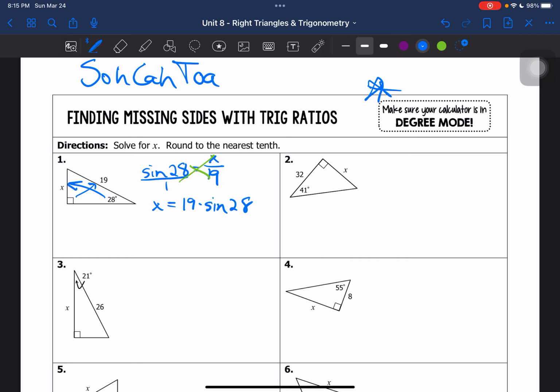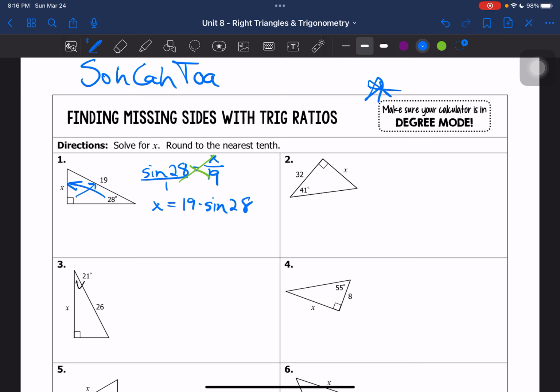If you don't have a graphing calculator at home and you're just using Google, I'm pretty sure there's a way to make sure that you're in degrees on that Google calculator or whatever other calculator you're using. Basically, it can be either in degrees or radians. In this class, we're only going to use degrees. Radians is something that you use more when you get into pre-calc.